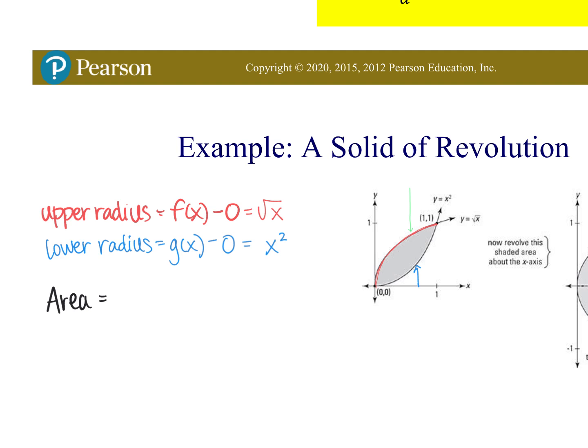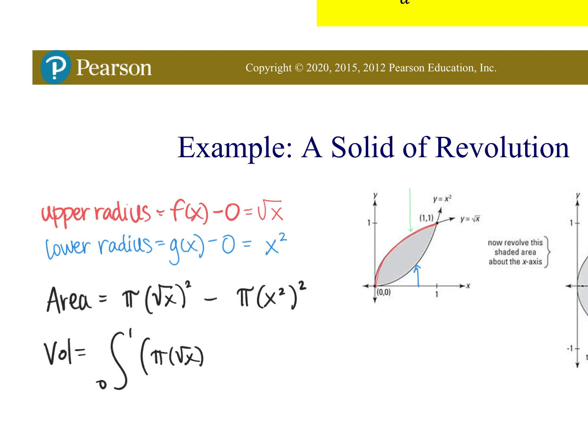Our area will be pi times the quantity radical x squared, minus pi times the quantity x squared, squared. That's two separate areas because we have two separate edges. Then my volume would be the integral going from 0 to 1, and in parentheses we will have pi times the quantity square root of x squared, minus pi times the quantity x squared, squared. So that is setting it up correctly.